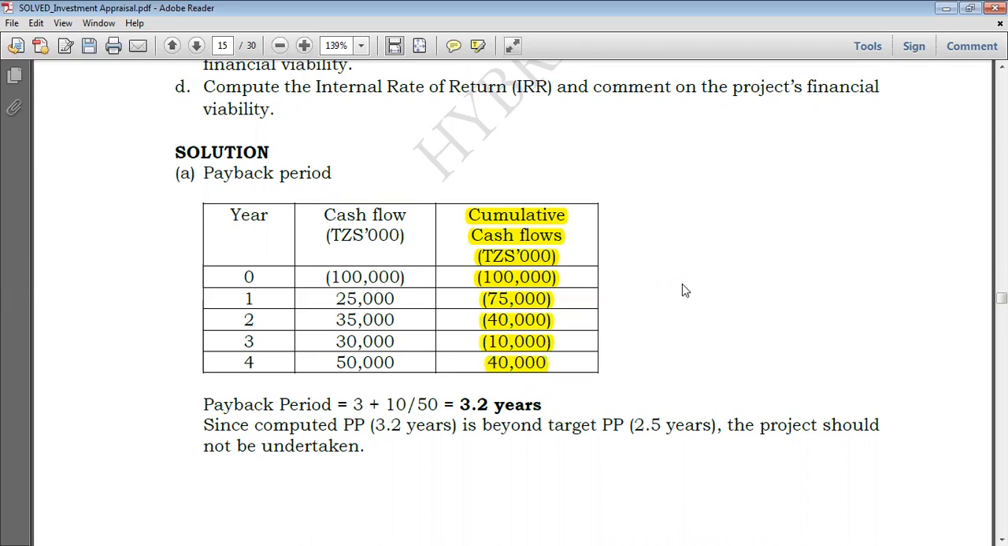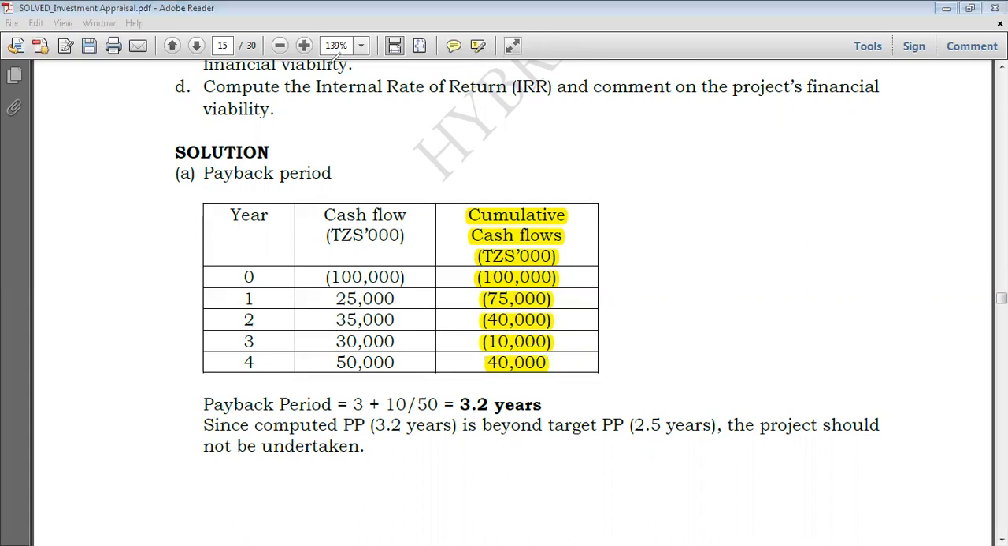Now, it's not necessary to deal with all years from the start to the end. What I'm talking about here is that the payback period is computed at the point when the cash flow changes its sign. Here it was negative, negative again at the end of year 2, negative at the end of year 3, but positive at the end of year 4. So this is the crucial point at which you have to compute the payback period.